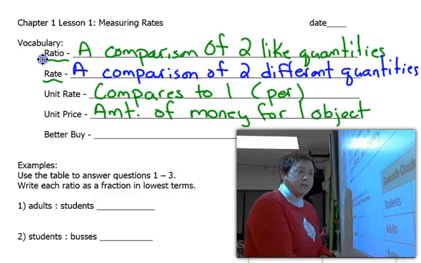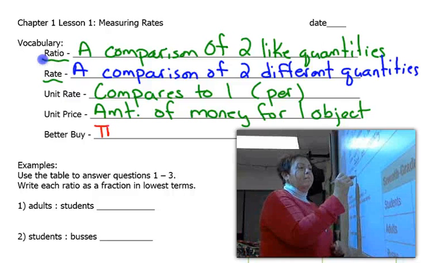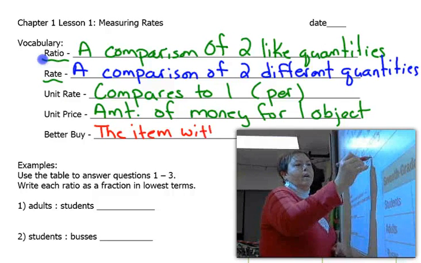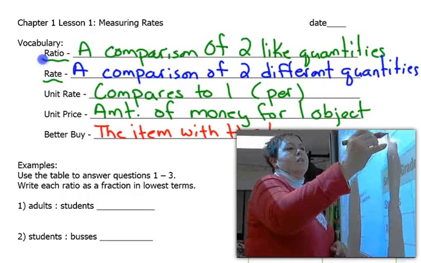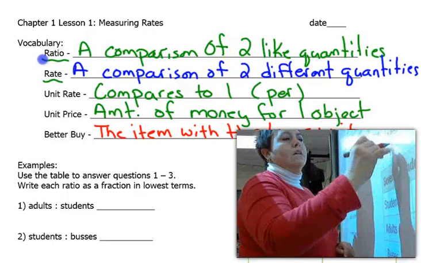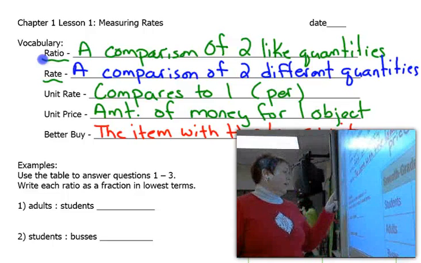We're also going to have to be able to do something called a better buy. And a better buy is the item with the lower unit price. And we'll spend a little bit more time talking about that in class.